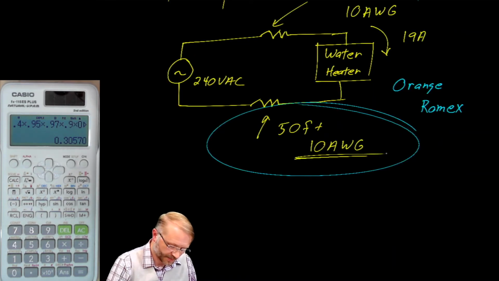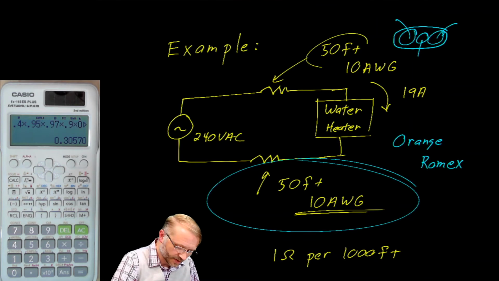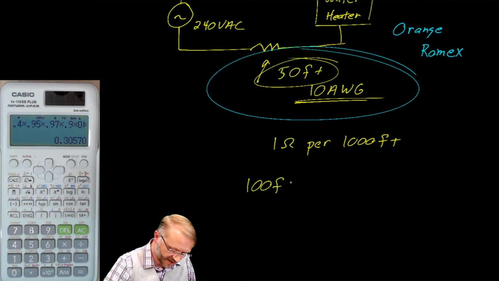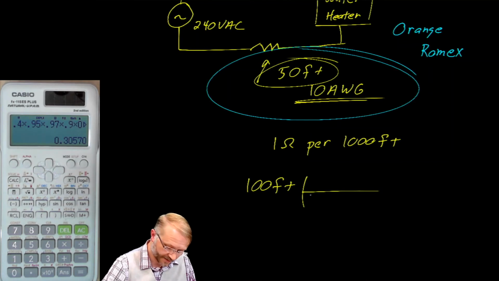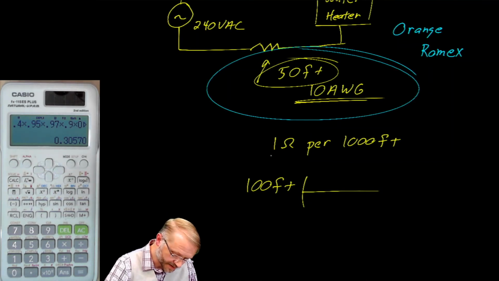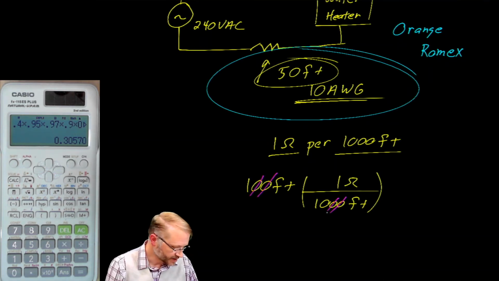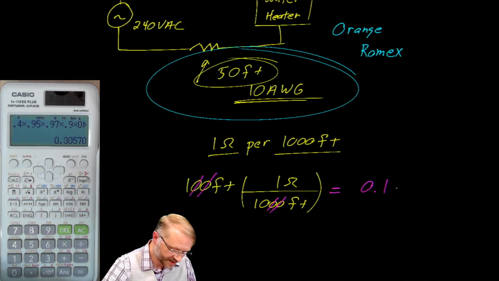If you were to look up 10 gauge wire, you would find it has approximately 1 ohm per 1,000 feet. In this example, you have 50 plus 50 feet, so you have 100 feet of wire. Using dimensional analysis, we can multiply this 100 feet by 1. And since there's 1 ohm per 1,000 feet, we simply put 1,000 here and 1 ohm up there. We cross off a few of these zeros, so you end up with 1/10 of an ohm.